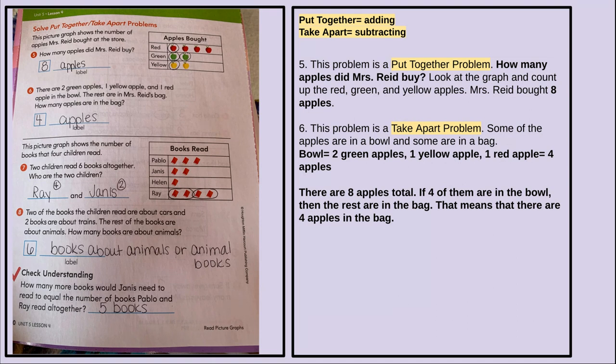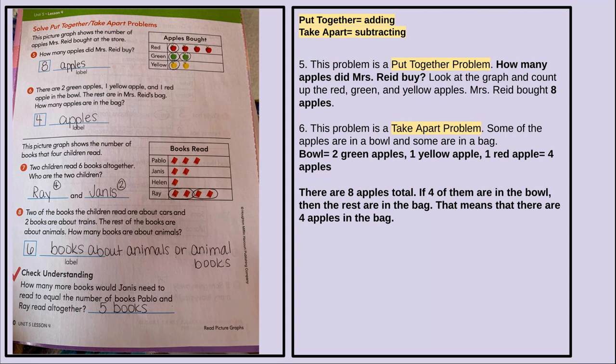So number 5, if you're looking at the picture graph of apples, this is a put together problem. How many apples did Mrs. Reed buy? You look at the graph and you count up the red, green, and yellow apples, and you can see that she bought 8 apples.